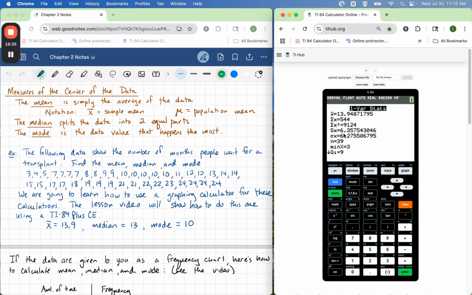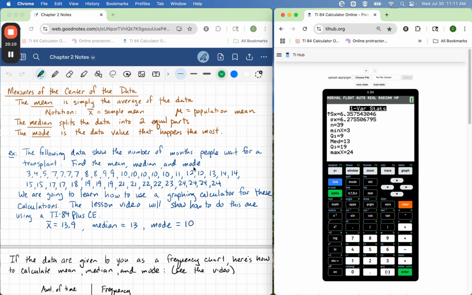S sub X is going to end up being the standard deviation if this came from a sample. It would be 6.36. That little circle thingy right there is called sigma. If that data is the population, that's going to give the standard deviation of the population. All right, so there, our min value is 3, quartile 1 is 9, median's 13, our quartile 3 is 19, and our max is 24. That would give you the 5 values for your box and whisker plot, also called a 5-number summary.